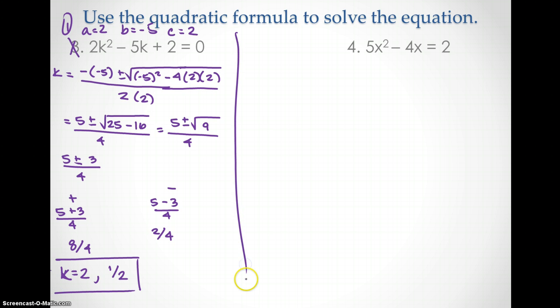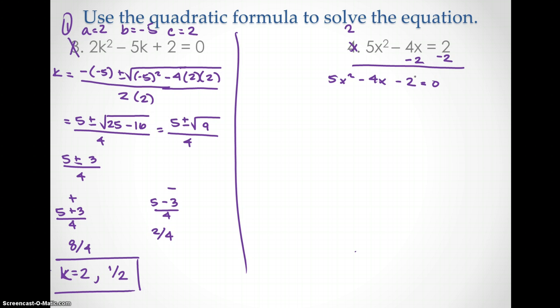Okay, looking at number 2, which looked like a 4 just a minute ago, it looks a little bit different. And the difference that I'm seeing is that no side equals 0. So something's got to move. Easier to just move this 2 as we did when we were factoring. So I'm going to subtract 2 and subtract 2. So I have 5x squared minus 4x minus 2 is equal to 0.